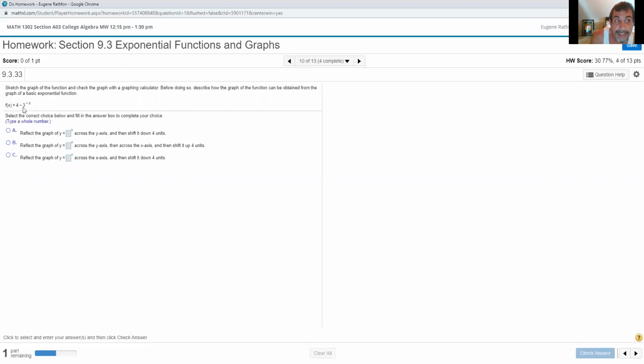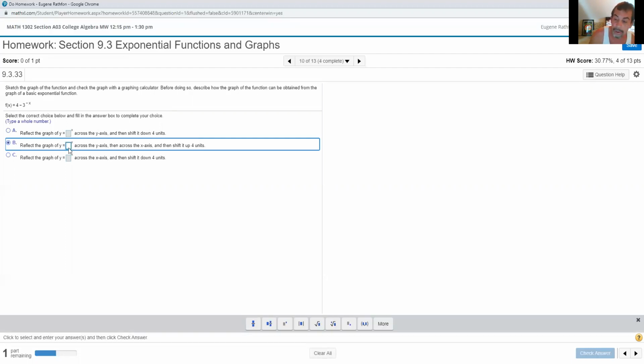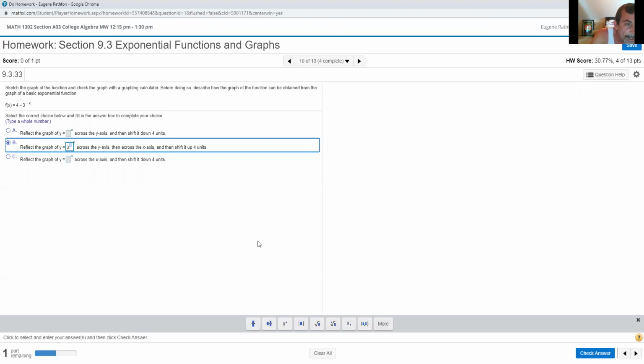Now, since my base is negative, that's going to reflect me across the x-axis. And since my x up here is negative, that's going to reflect me across the y-axis. So mine's going to go across both of the axes, and it's going to go up 4. So let's see which one has me going across the y-axis, x-axis, and then up 4. So right here, we would start with 3 and then do the exponent right here. Click this box down here, and then I would put in my x.